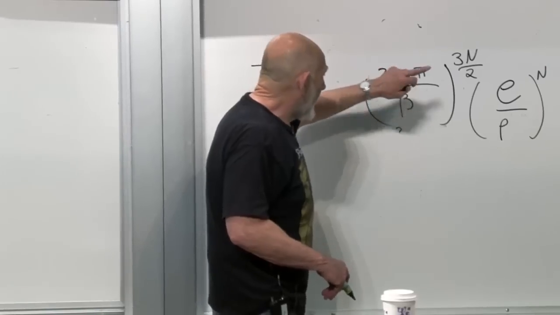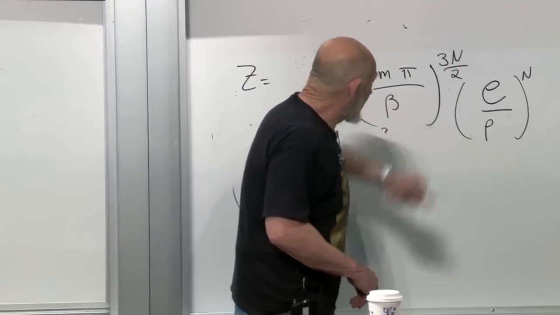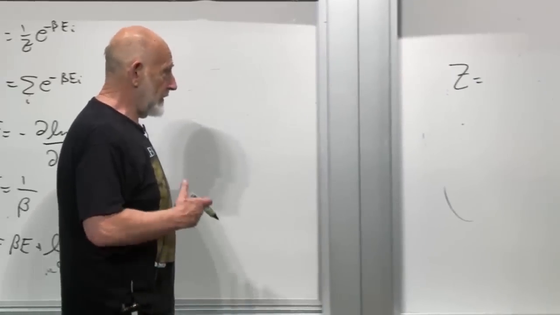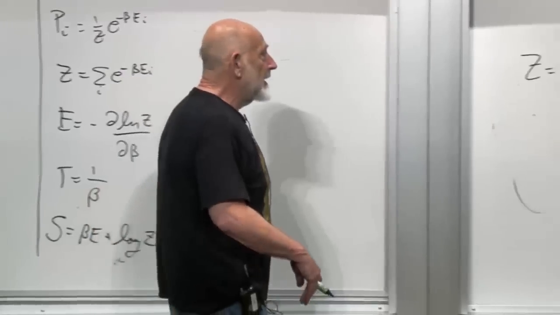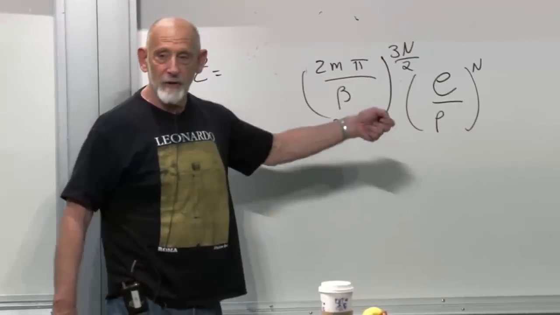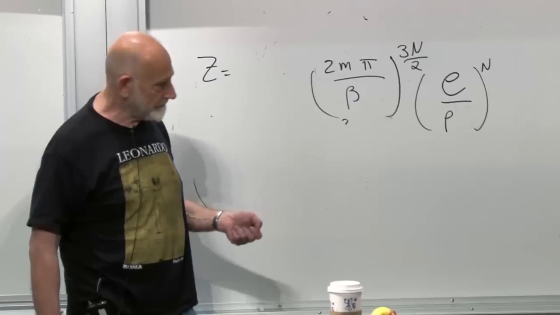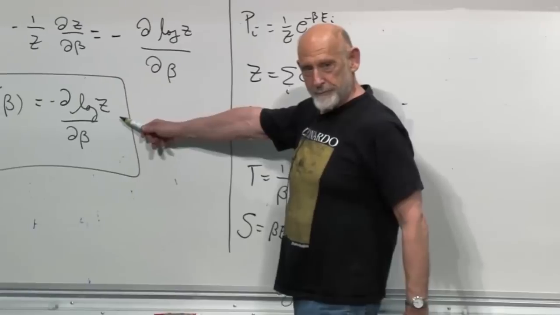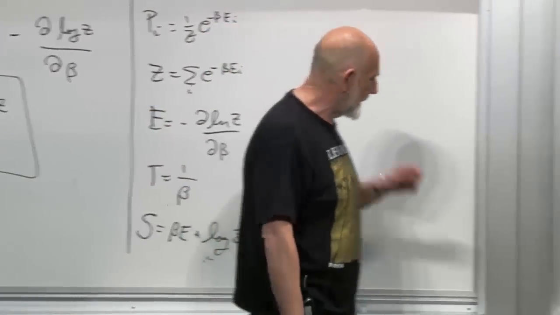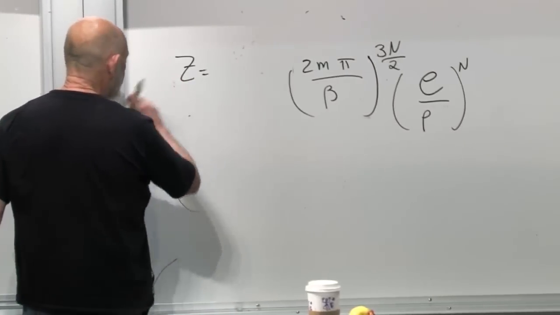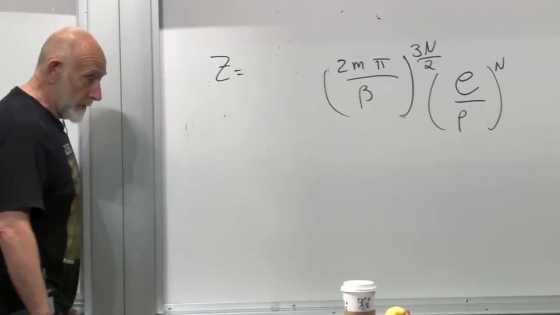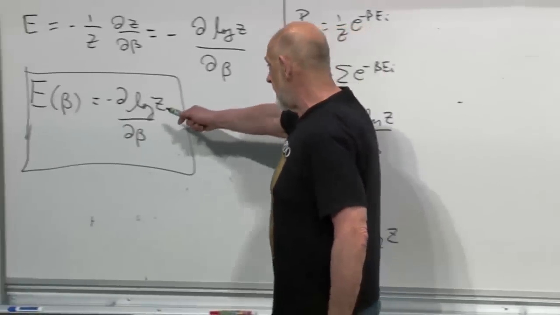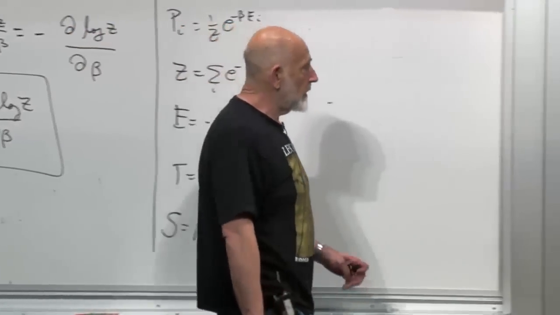2, m, and pi are numbers. Capital N is a number. Only beta here is also a number, of course, but it's an interesting number. It's one that we may want to change in the course of the problem. For example, we may want to differentiate with respect to it, which we will do momentarily. This is Z. Let's calculate the logarithm of Z. I told you that the logarithm of Z is a thing which comes up over and over.